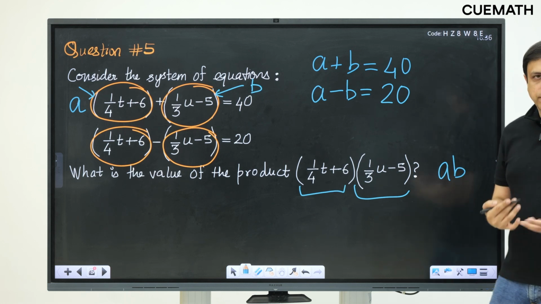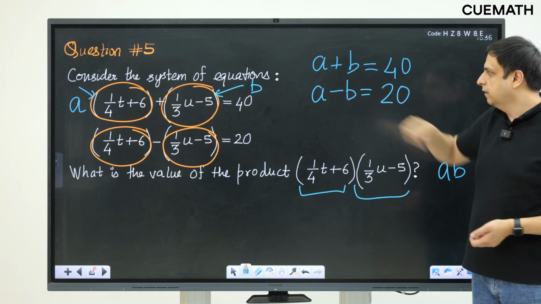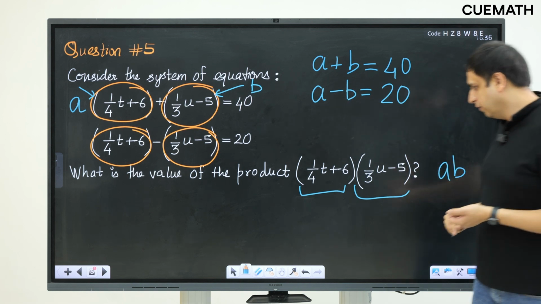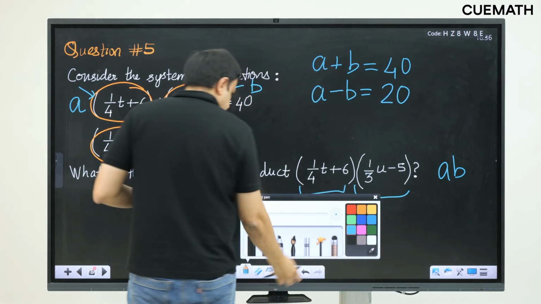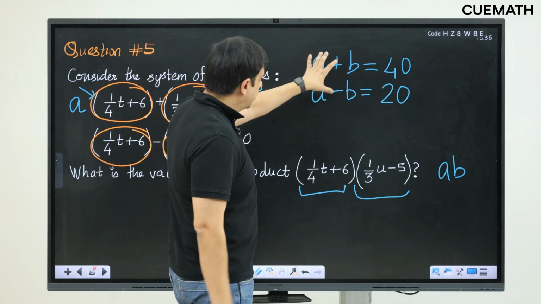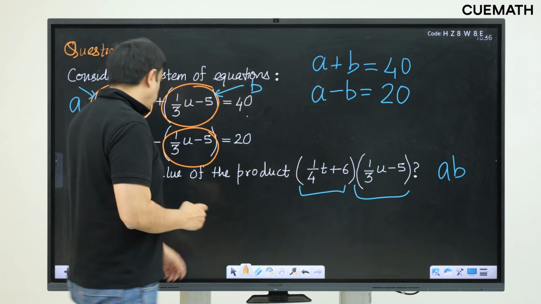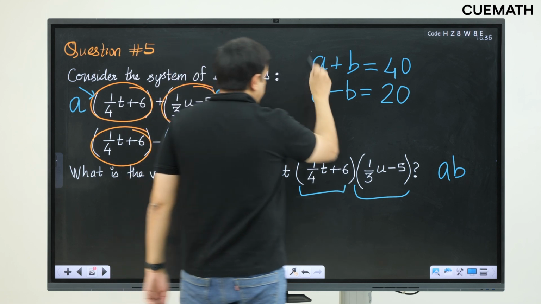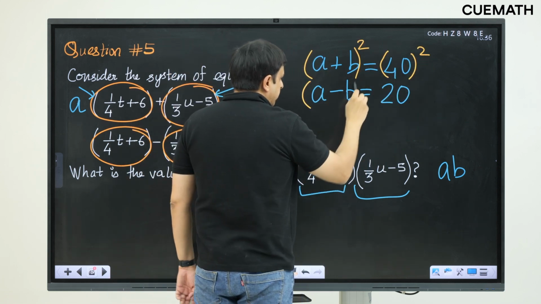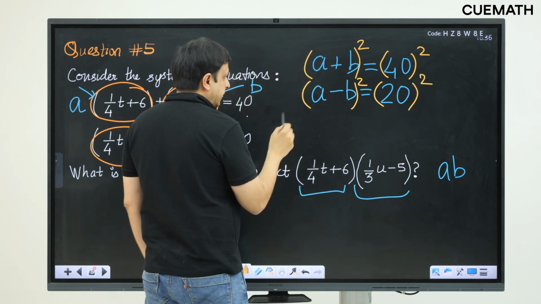So, the question has now become really simple. We are given the value of a plus b, which is 40, we are given the value of a minus b, which is 20, and we have to find the value of ab. So, how do we do that? Well, there is a simple trick in this case. What you can do is square both of these equations. So, a plus b is equal to 40. If you square that, so I'll apply a square here, and I'll also apply a square over here, and you will soon see why this is helpful.